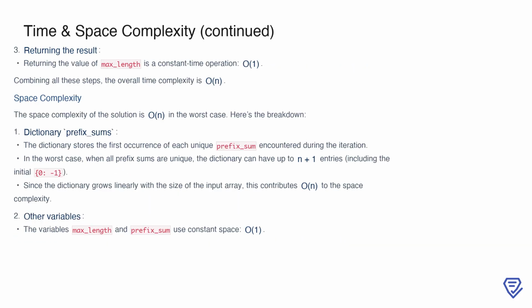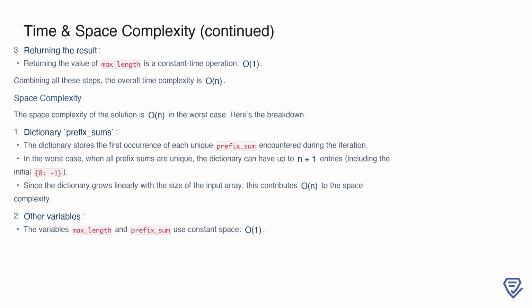Finally, once the loop has completed, we return the value of max_length. Since returning a single value is a constant time operation, this step contributes O(1) to the overall complexity. Combining all these steps, the total time complexity of the solution is dominated by the O(n) loop, making the overall time complexity O(n). Now, let's analyze the space complexity.